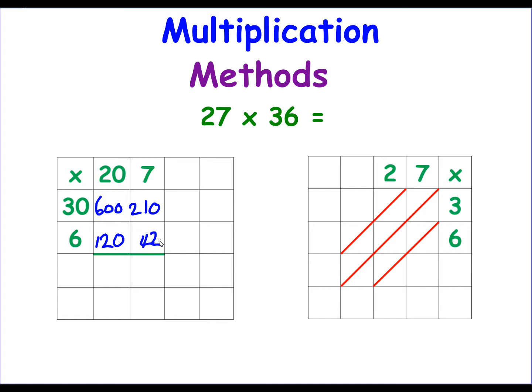Then all we need to do is add these numbers together, and we can do that in parts. So 600 plus 120 is 720, 210 plus 42 is 252. So we add the 720 and the 252, and we end up with our total of 972.